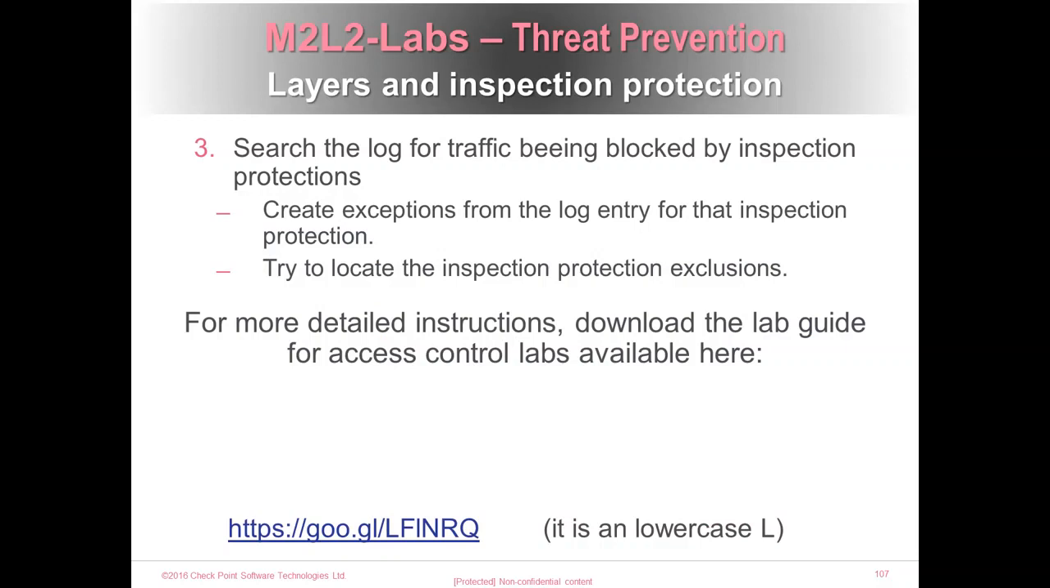In the third and last lab, you're going to search the log file for traffic being blocked by the inspection protections we talked about earlier. When you identify the traffic flows, you're going to create exceptions from the log entry for that inspection protection. And then you're going to try to locate where those exclusions have been created inside the policy for the inspection protections. Now, for more detailed instructions, you can download the lab guide available on Google Drive, same URL as before.